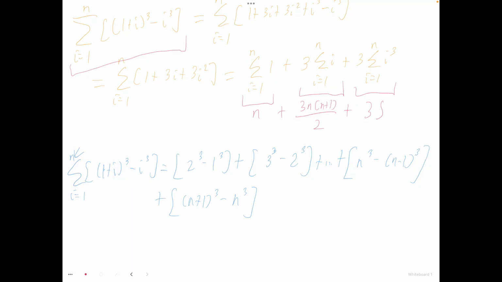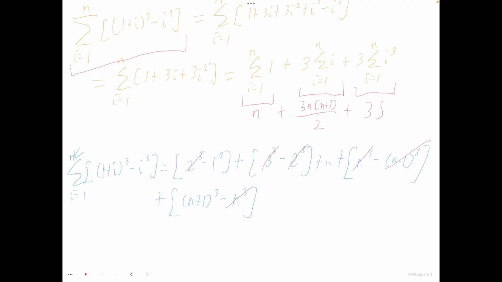Because if I plug n into 1 plus i, I get n plus 1 cubed. Now looking for cancellations, we have a 2 cubed here that cancels the 2 cubed in the next term. Our 3 cubed will cancel with something in the dot dot dot. The n minus 1 cubed here cancels with, well, it cancels with something in the dot dot dot. The previous term is going to have an n minus 1 cubed in it in the positive. And this n cubed cancels with this n cubed. And so we are left with basically the first and last terms.